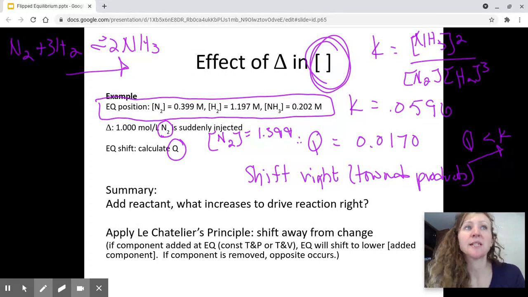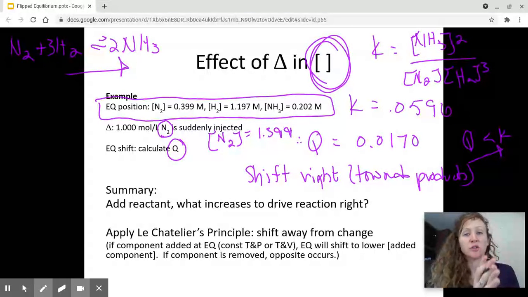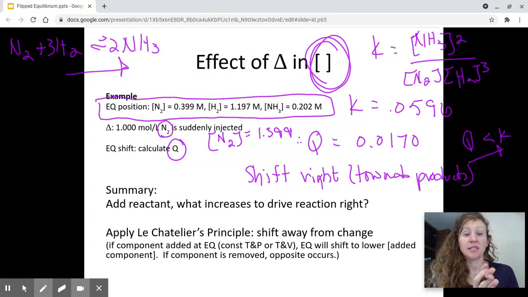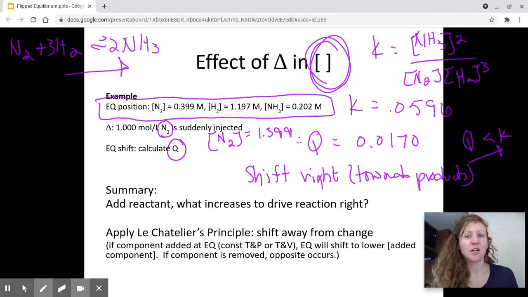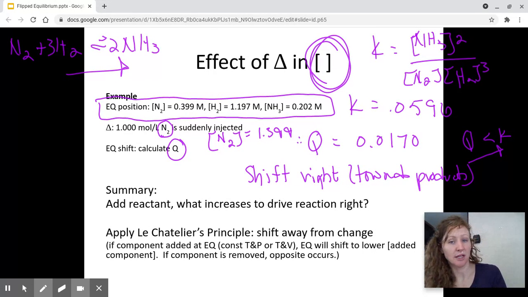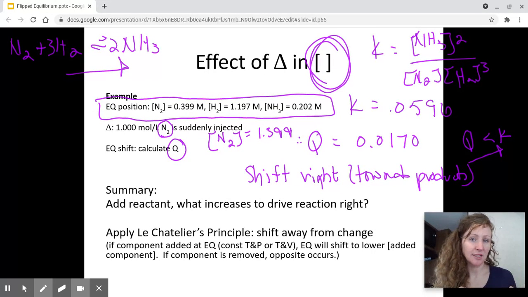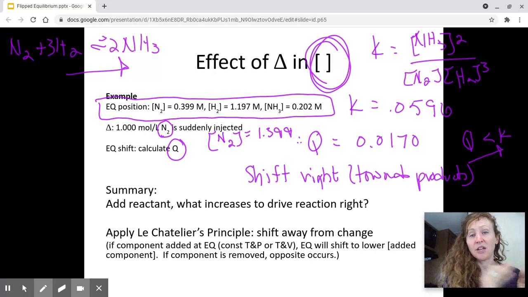Le Chatelier's principle basically says that if there's a stressor introduced to a system, so the stressor in this case would be an injection of N2, the system's going to shift to minimize that stressor. So if we inject a reactant, the system's going to shift away from reactants towards products to try to minimize the reactants. If we inject products, then the system's going to shift away from products and try to minimize the products.